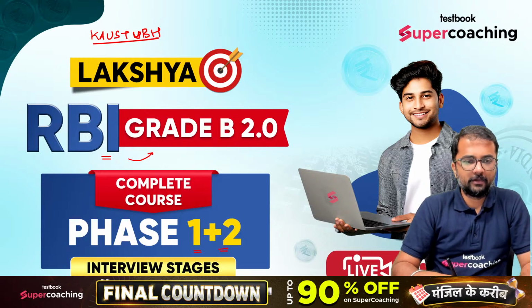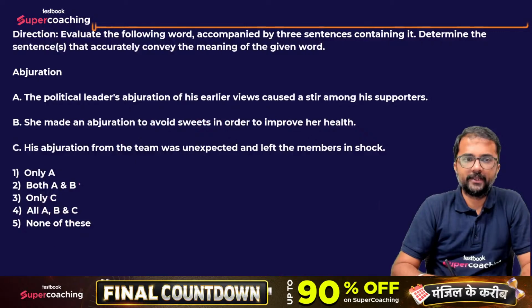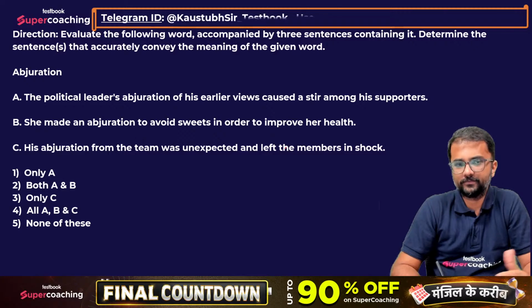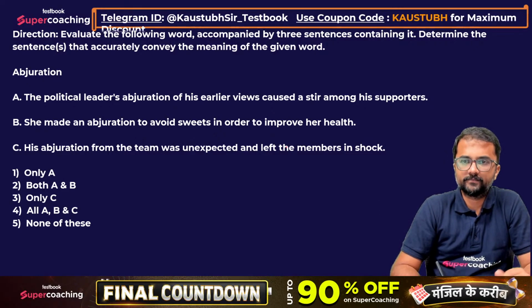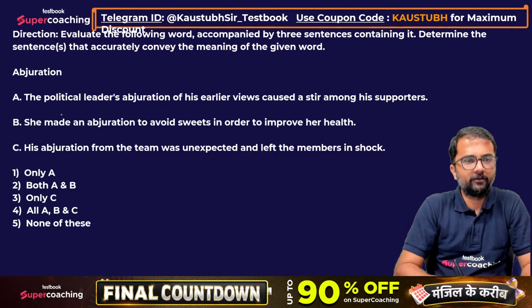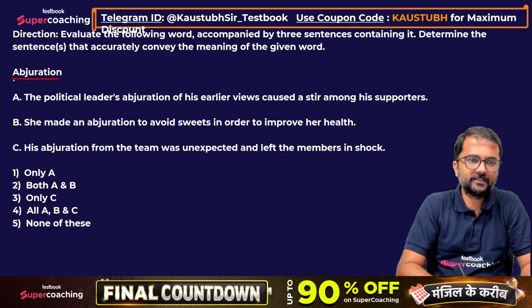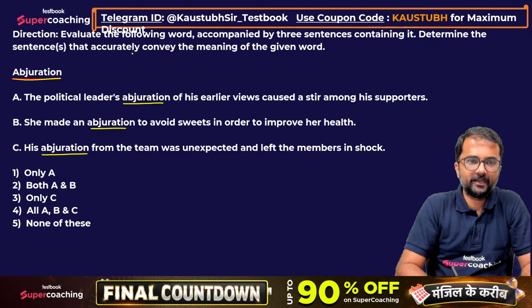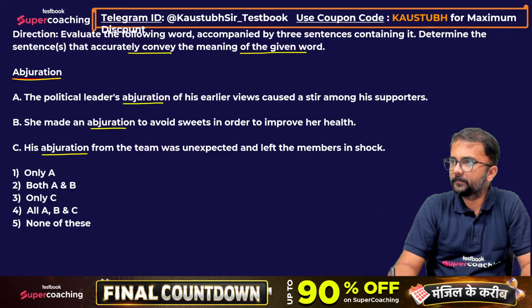Okay. Now coming back to our exercise, let's look at the next question. Now here we are going to solve some word usage based questions. It's a type of error spotting or error solving. A word is given to you, abjuration, and 3 sentences are given with the same word used somewhere in the sentence. Now you have to find out in which of these 3 sentences is the word written correctly. Okay, it conveys the accurate meaning of the given word. So try karo.